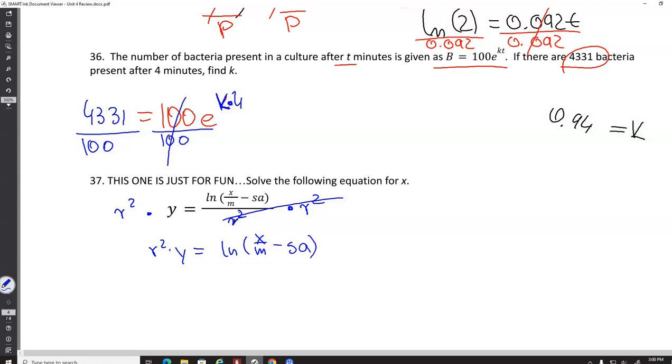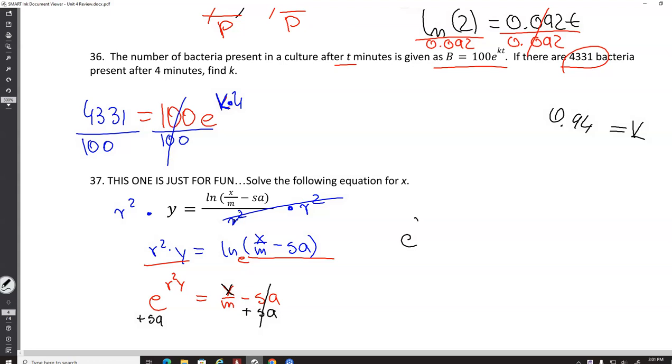So I'm gonna have r squared times y on the left and the ln of x over m minus SA. Well, I can't move anything out of this parentheses because that ln belongs to it. But what I can do is turn it into an exponential function. So I can have a base e, raise it to what's on the other side, and then equal it to the body of the natural log. All right. Now, of course, I'm solving for x, so I'm going to get rid of the SA, so I'm going to add SA to both sides to cancel it out.